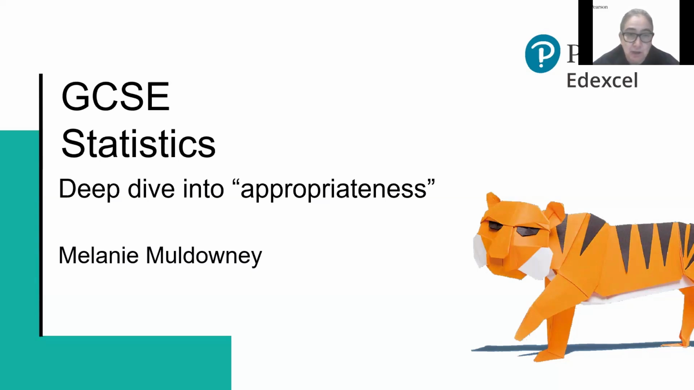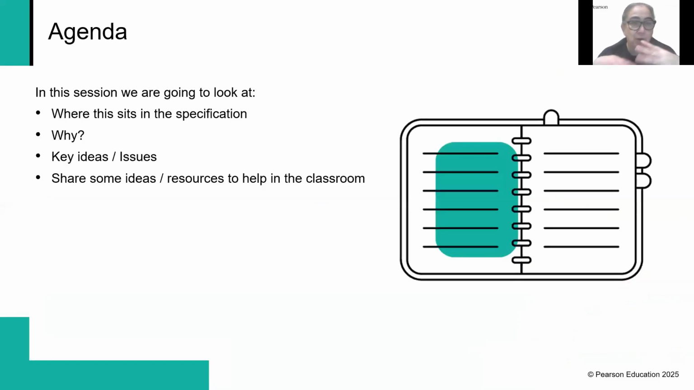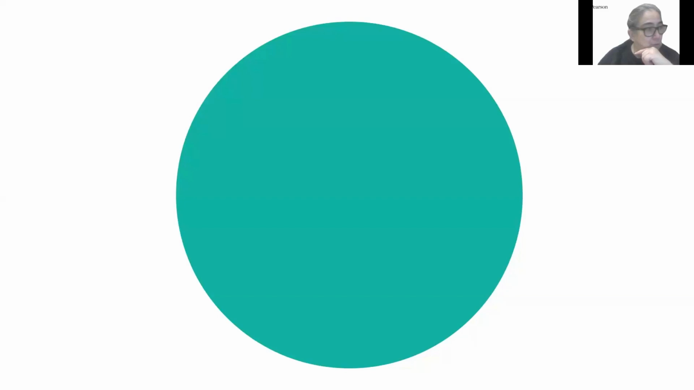So this is going to be a session looking at appropriateness within GCSE stats. We're going to look at where it sits within the spec, why we've decided that this would be a good idea, and some of the key ideas and issues that have come out, primarily looking at last summer's papers, but based on the trends over the last few series since the new spec of the GCSE statistics came out. And then hopefully share some ideas, or maybe not necessarily resources, but some of the key teaching points. Right, so what is appropriateness?